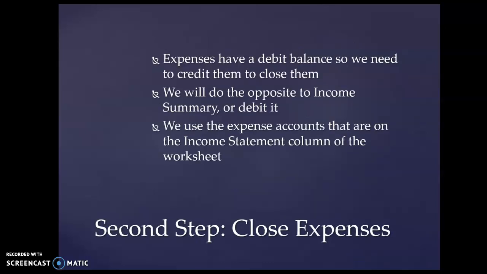Now the second step is that we have to close expenses into income summary. Expenses all have a debit balance. So I'm going to need to credit each expense account to bring it to zero. And I have to do the opposite to income summary, so I'll have to debit income summary. You can close each expense separately, credit each expense, and debit income summary.